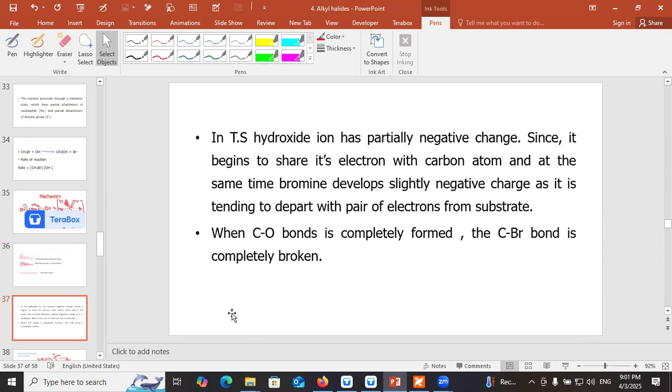In the transition state, the hydroxide ion has a partially negative charge since it begins to share its electron with the carbon atom, and at the same time bromine develops a slightly negative charge as it is tending to depart with a pair of electrons from the substrate. When the carbon-oxygen bond is completely formed, the carbon-bromine bond is completely broken.